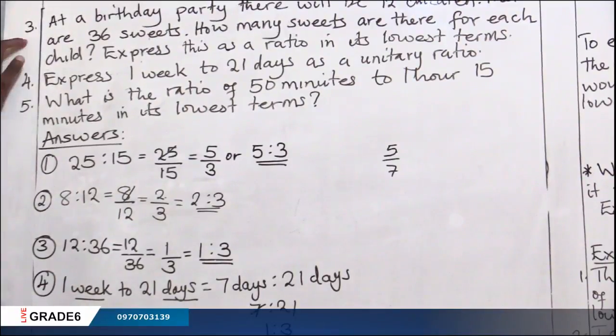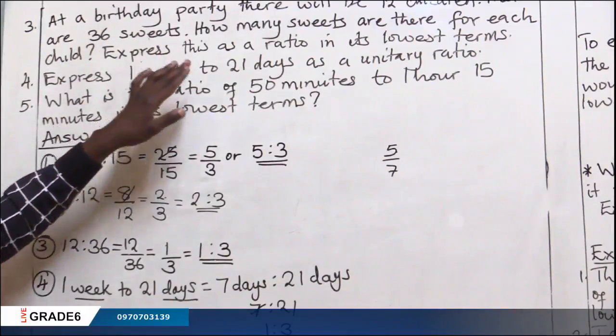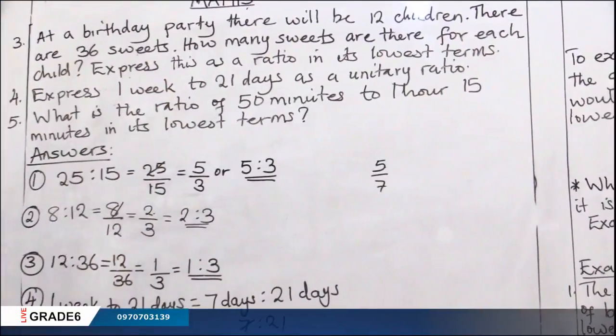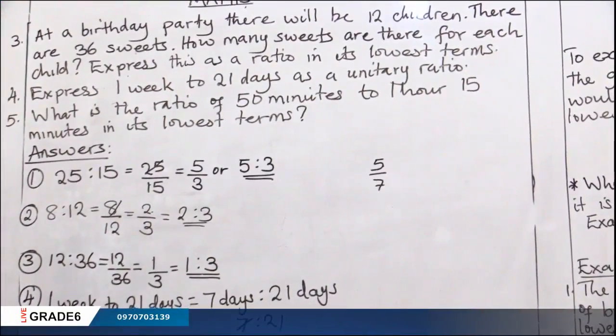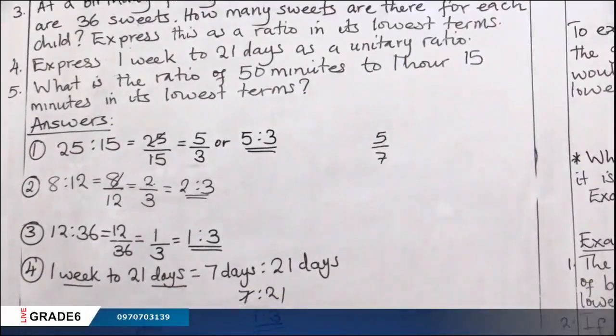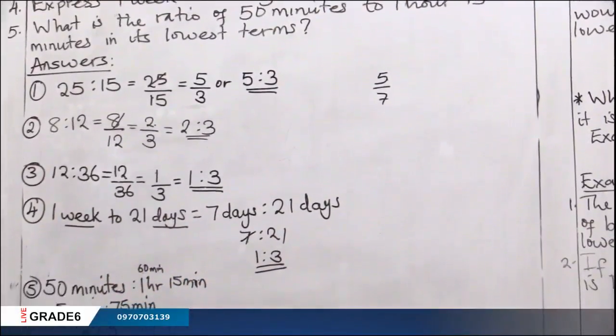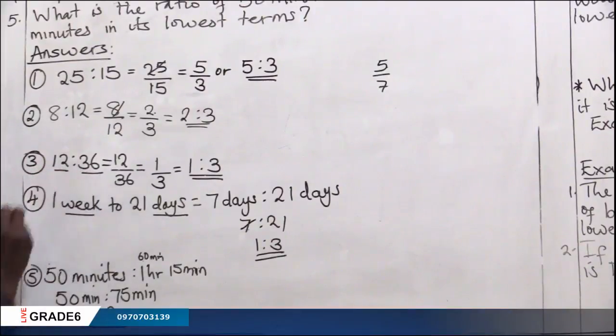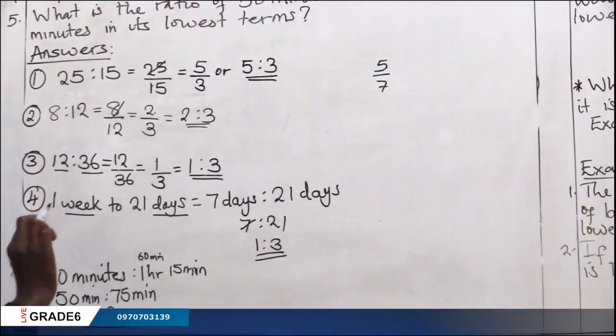Let's look at question 3. Question 3 says, at a birthday party, there will be 12 children. There are 36 sweets. How many sweets are there for each child? Express this as a ratio in its lowest terms. So, boys and girls, there are 12 children and there are 36 sweets. So, let's express this as a ratio in its lowest terms.